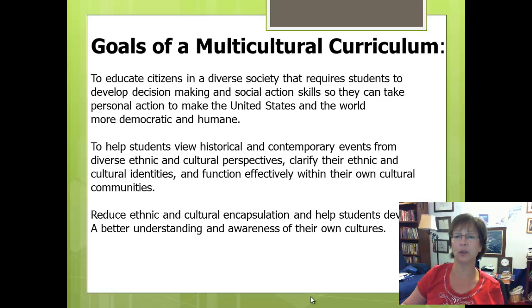Another goal is to help students view historical and contemporary events from diverse ethnic and cultural perspectives, clarify their ethnic and cultural identities, and function effectively within their own cultural communities. And this is something that you can do really right off the bat, understanding your school, understanding your building, understanding where your students are coming from as you are teaching in the 5th, 6th, 7th, 8th grade, 9th grade. You can start bringing in current events and how it relates to the social studies which you are teaching, and getting the different perspectives of how different groups felt about different things.